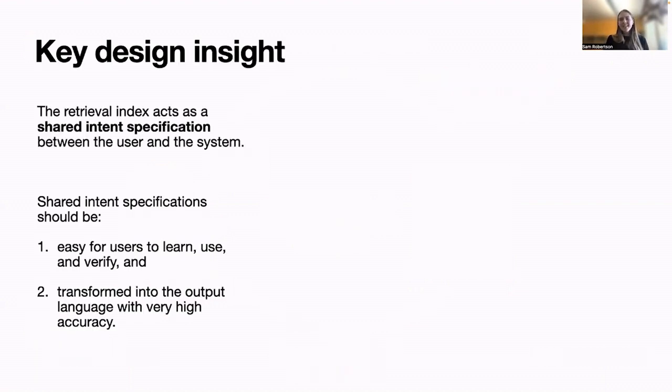And it's useful if the user can't easily verify outputs themselves. So the key design insight that I hope you take away is that a retrieval index acts as a shared intent specification between the user and the system. And that shared intent specifications don't necessarily need to be a retrieval index, but they do need to be easy for users to learn, use, and verify. And they need to be able to be transformed into the output language with really high accuracy. Once the system and the user agree on some shared intent specification, you don't want the system then introducing new errors after that.